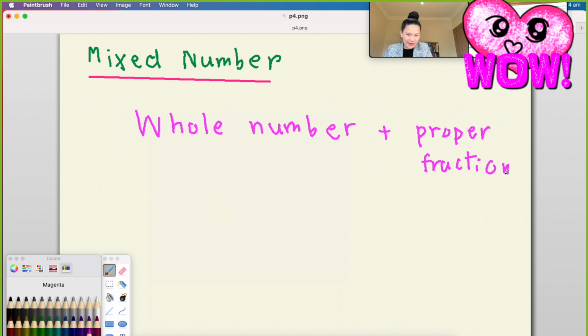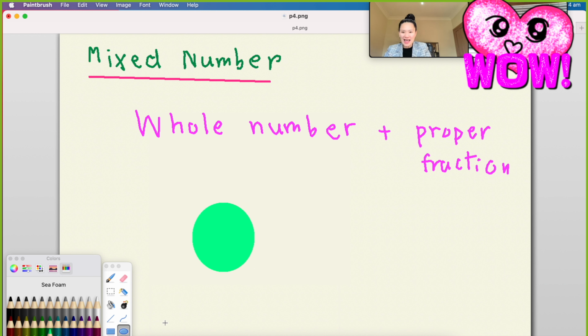For example, if you have a circle that looks like this, let me write down the circle here. You have one circle, and then you plus another half, just half of a circle like this one. And you mix another half here, and this one you have just half.